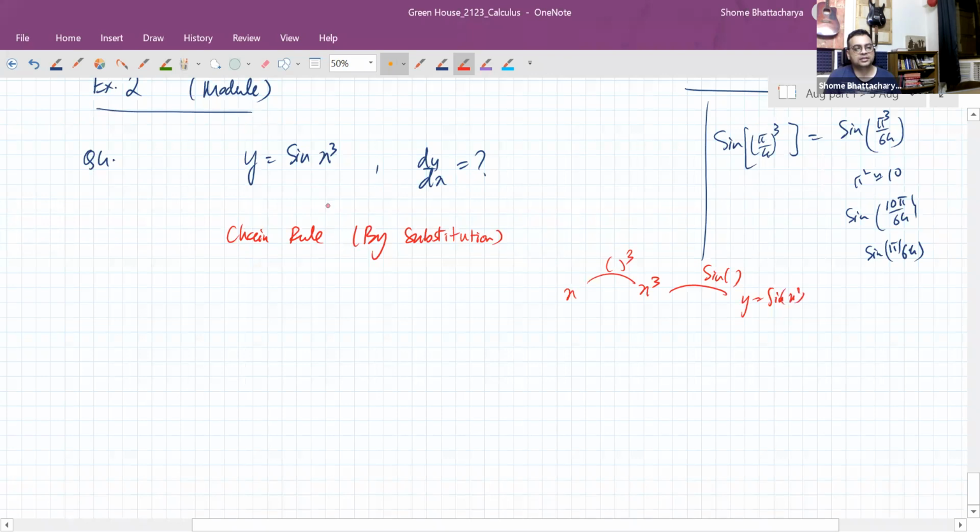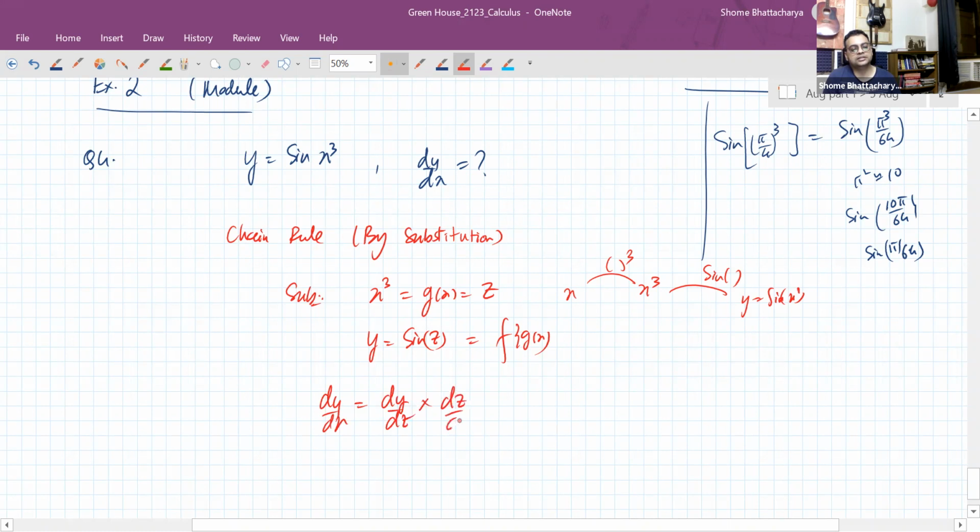So I should take my inside function as what? X cube. So I should substitute x cube as the dummy variable, g of x or z. Okay, so y becomes sine of z, that is f of g of x. Now making use of this, we come to the chain rule step, that dy by dx is dy by dz into dz by dx.